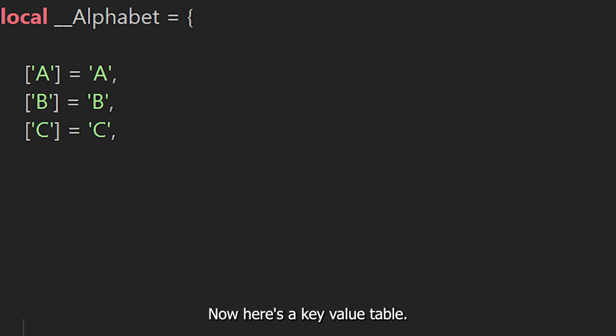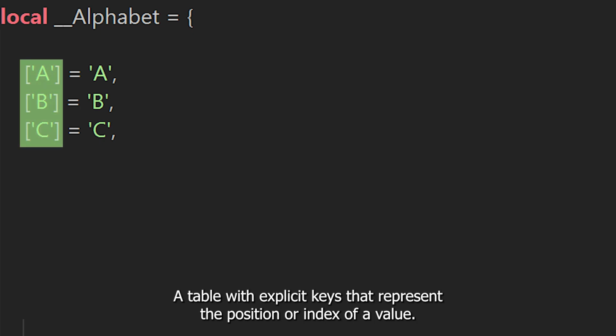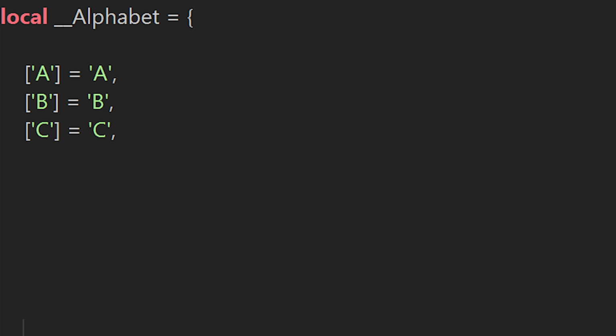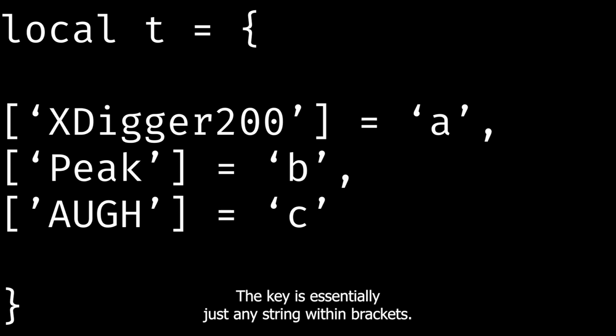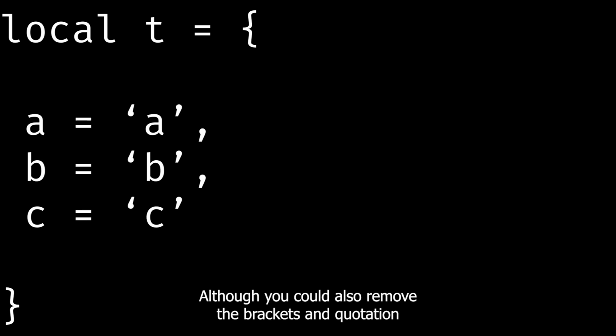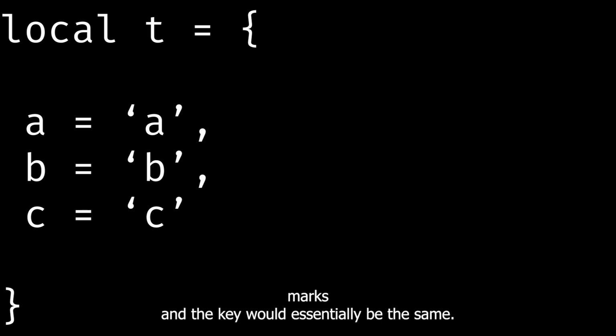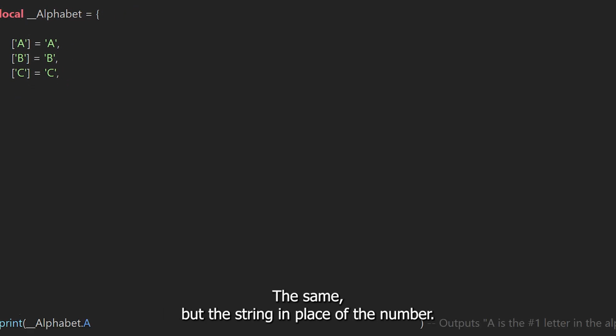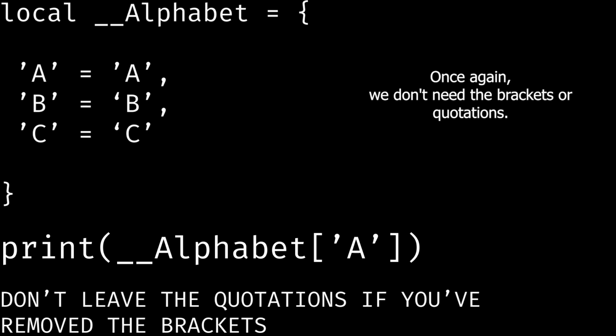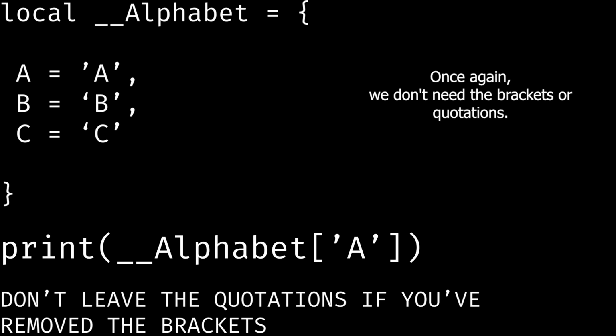Now here's a key value table, a table with explicit keys that represent the position or index of a value. I think this is quite self-explanatory. The key is essentially just any string within brackets, although you could also remove the brackets and quotation marks, and the key would essentially be the same. Here's how we would access these values, the same, but the string in place of the number. Once again, we don't need the brackets or quotations.